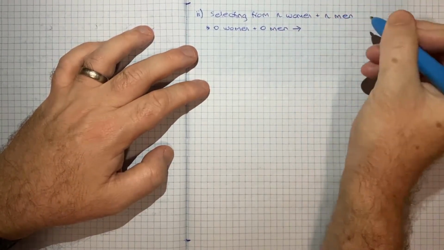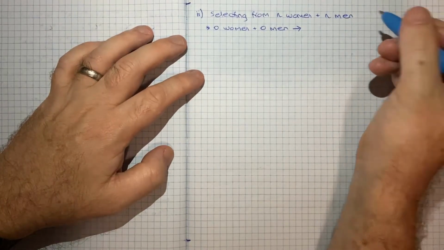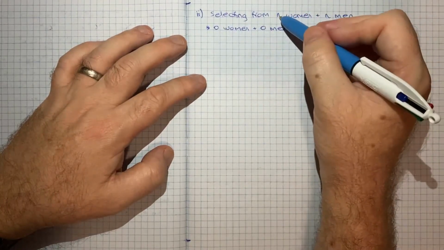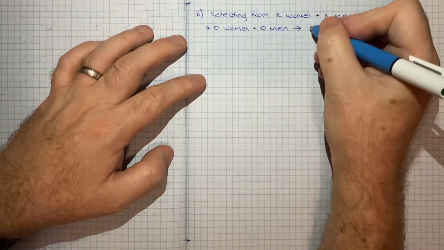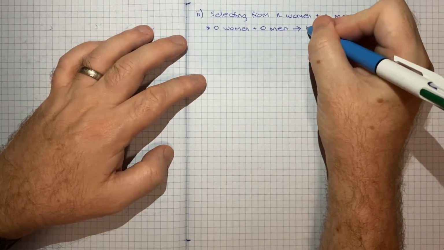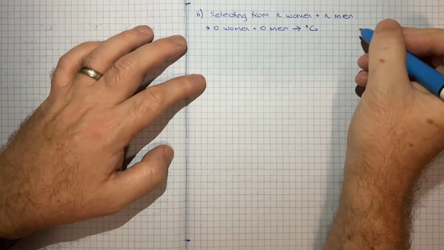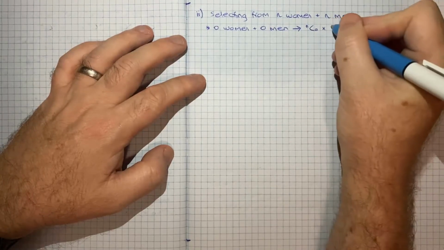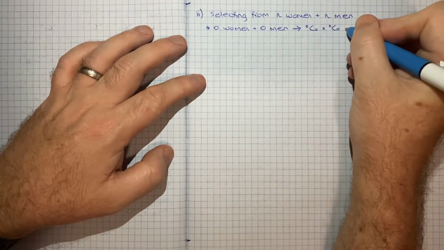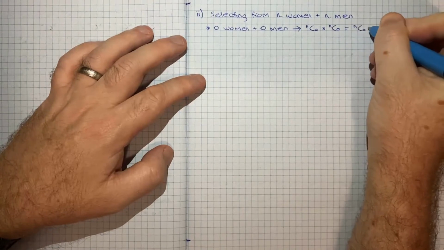So if we think about the number of ways we could do that, how can we pick 0 women from n and then 0 men from n? Well, that would be first the women. We'd take nC0 to get our women, and then we'd multiply that by nC0 to get our men. So that's just going to be nC0 squared.